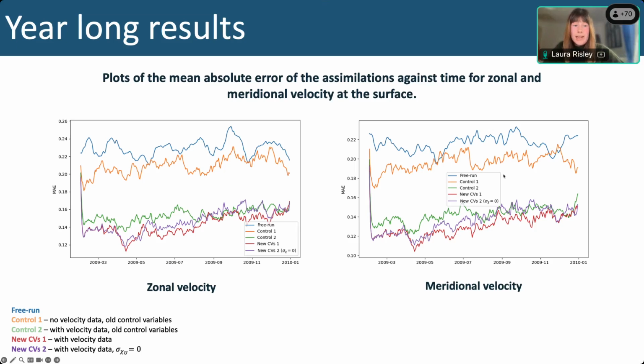And finally, we have our experiments with the new control variables. So both the purple and the red line, we can see in places these actually add to a further improvement. Overall, they perform either better or very similar to our previous control variables with these new velocity observations.